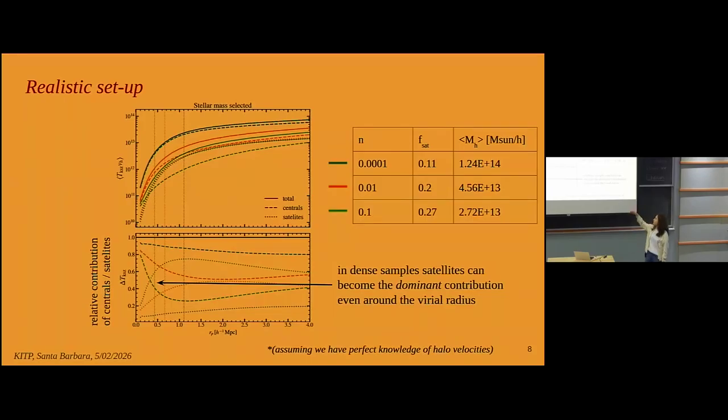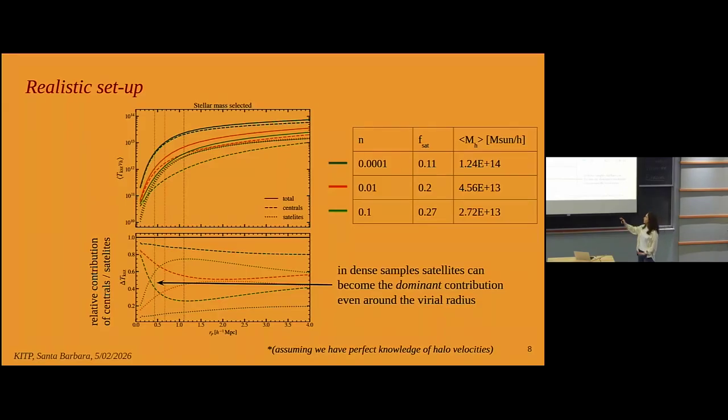So these are 3 samples that I take just by cutting on stellar mass with 3 different number densities. In blue we have the lowest number density, and green is the densest sample. In solid is the total signal, dashed is the contribution of the centrals, and dotted is the contribution of satellites.